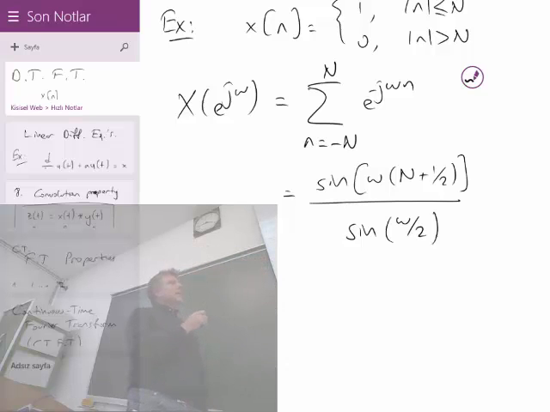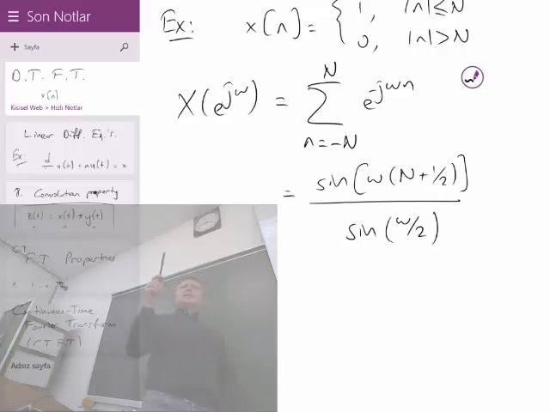This is an ill-behaving ratio, as you see, because when omega is equal to 0, the sine of omega times something will be sine of 0. And in the denominator, it is sine of 0 over 2, which is again sine of 0. Sine of 0 is 0. So the numerator and the denominator are both zeros. So what is 0 over 0?